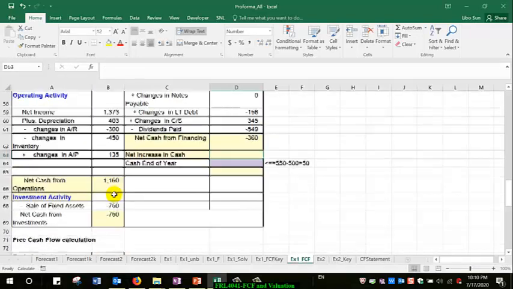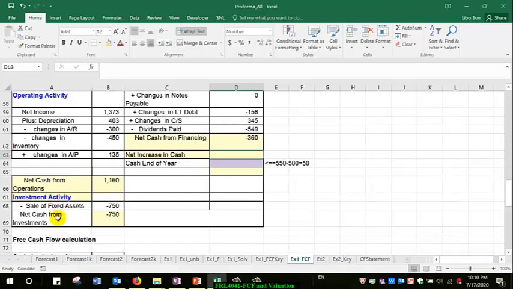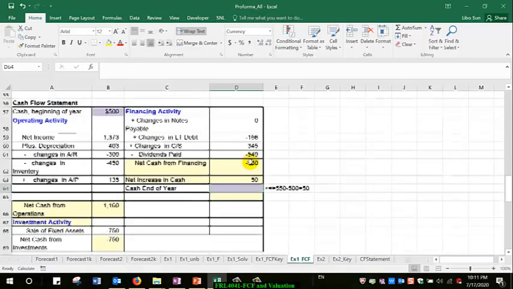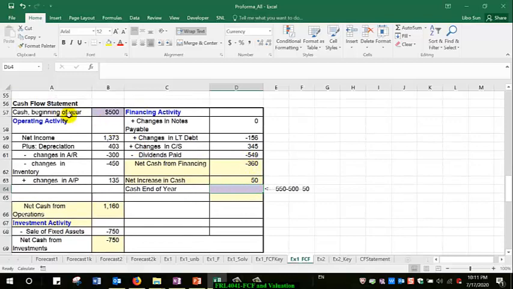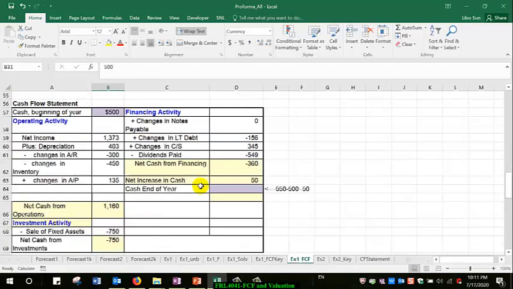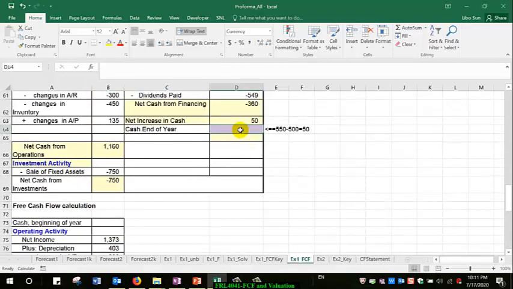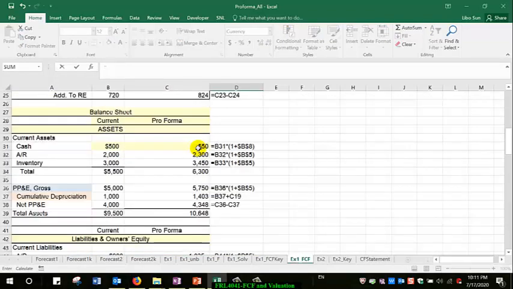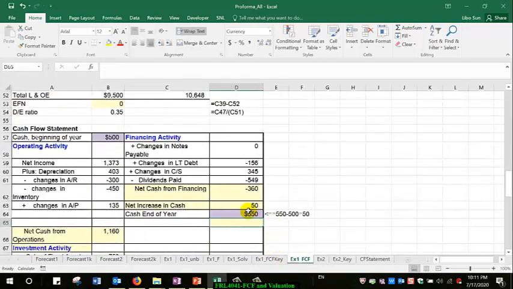Right, so now we have summarized cash activity in 3 categories. So let's look at the total net change in cash. Okay, so we have 50. Now look at the cash account. Cash account at the beginning of the pro forma year, we have 500. Then we end with 550. Right. So the net change, it is 550 minus 500. Right. So that is identical. Right. So this means verify our calculation is correct.